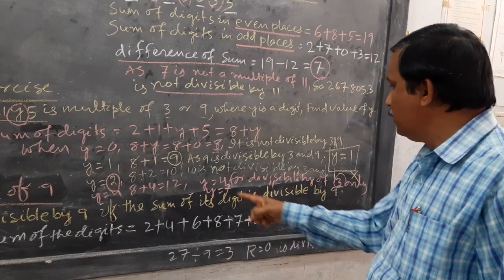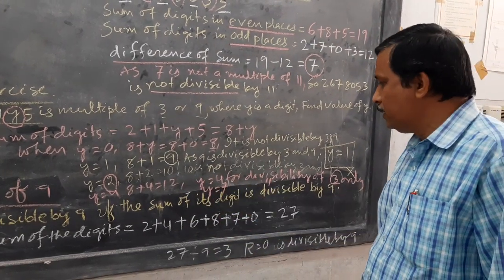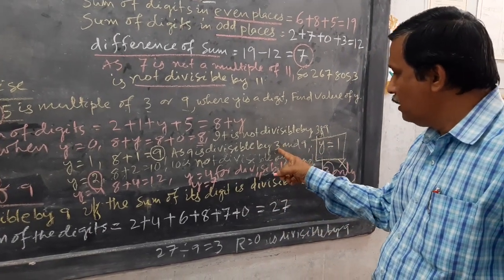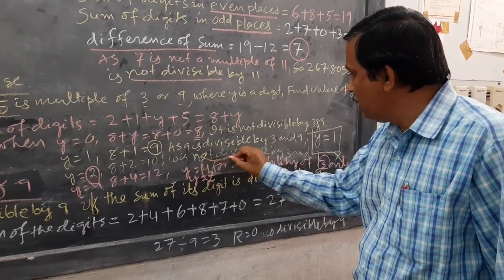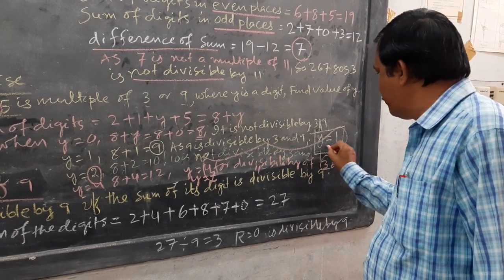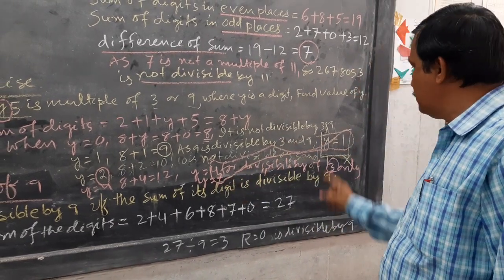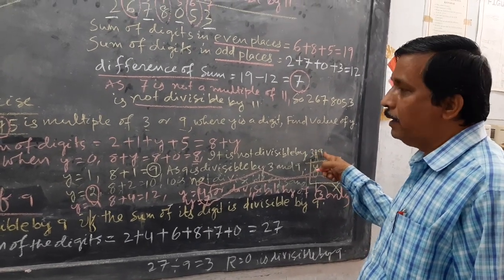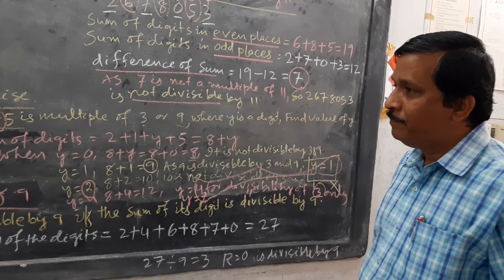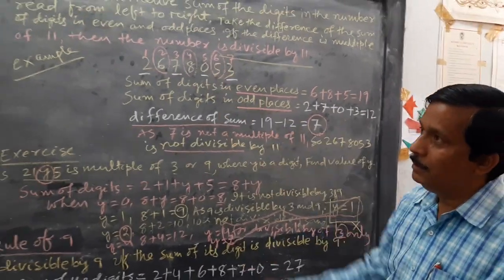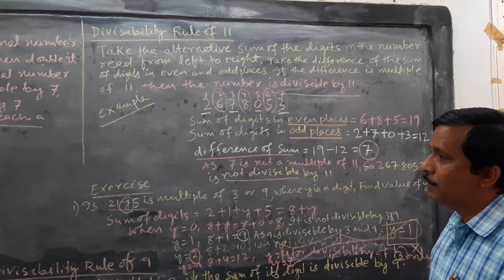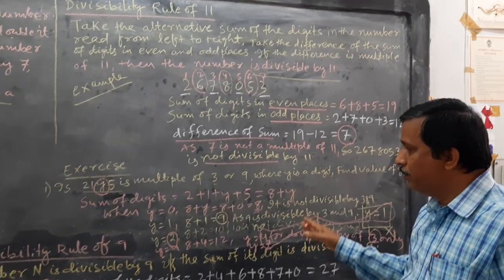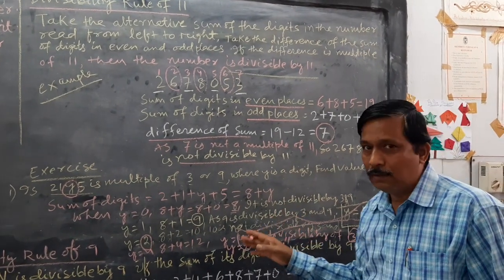So only these are the values. 17 is also not divisible by 3. So the y values for divisibility of 3 may be 4, 7 and 1. But y equal to 1 is for the divisibility of 3 and 9 both. So these are the divisibility rules of 7, 3, 11. In this manner you practice and you will be a good mathematician. Thank you all.